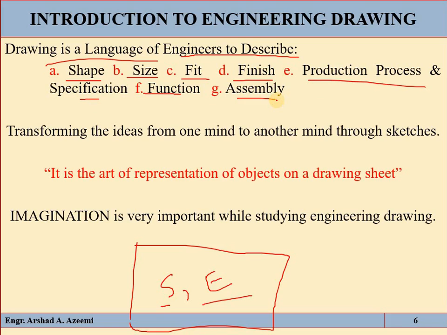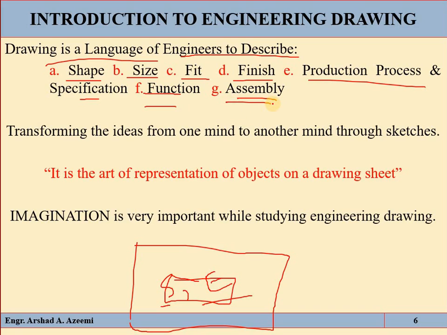These are the requirements. If you draw a sketch of a mechanical element or a structural element, you should properly show its shape, size and production specification. For example, if it is a mechanical element, from which type of material it will be constructed, what the function of that element is, and where it will be fitted.